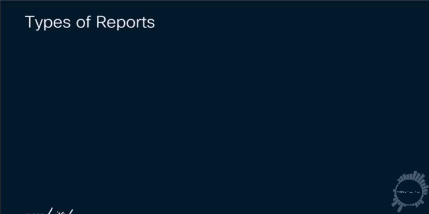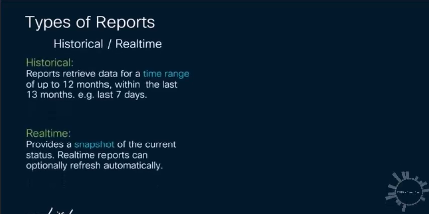So when we go to create these reports, we need to decide up front what type of a report we're going to create, and we have choices. Obviously, we need to choose if this is going to be a historical report, if it's going to be a real-time report. From a historical perspective, you can see the time range that we have there. We can do a look back of up to 12 months for the report, and we can span 13 months on that sliding 12-month window.